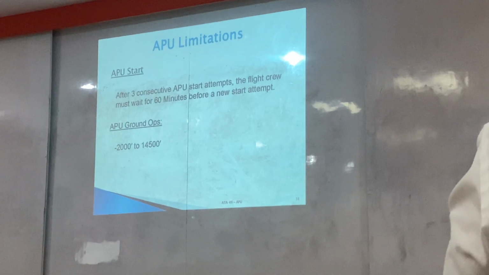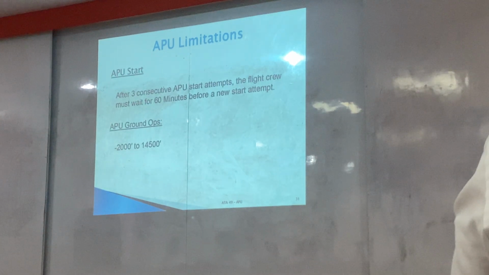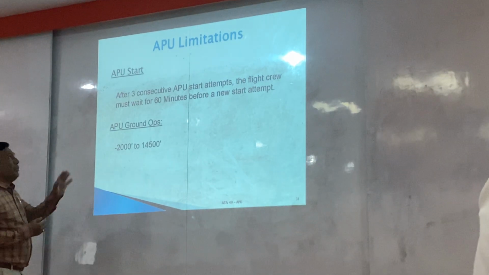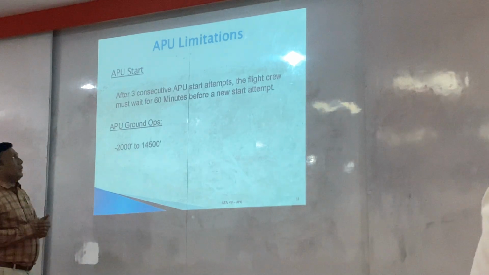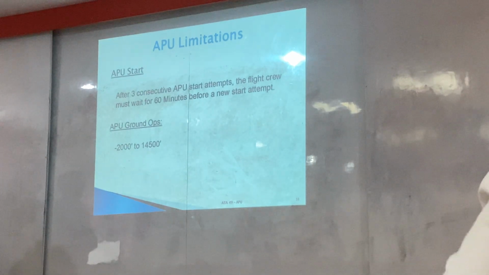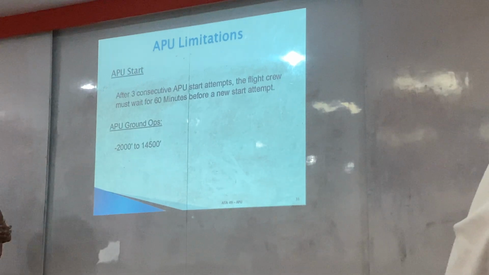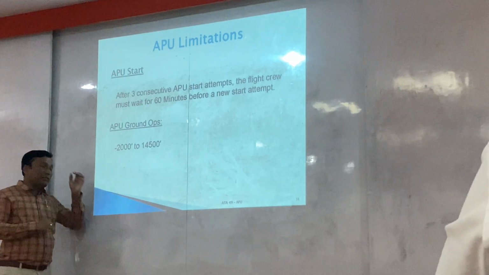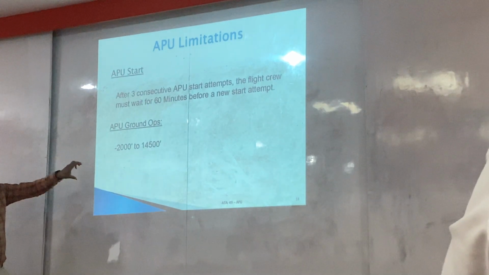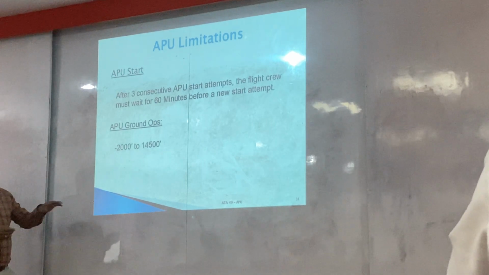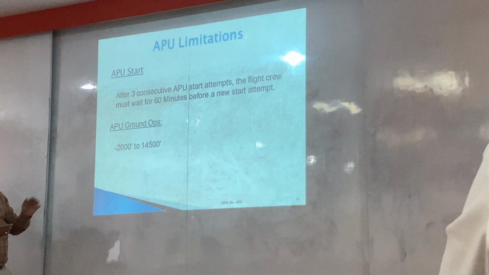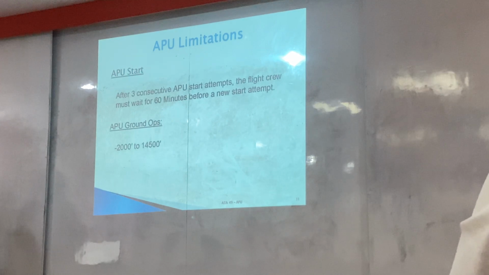APU limitation with respect to APU start. After 3 consecutive APU start attempts, the flight crew must wait for 60 minutes before a new start attempt. APU ground operation is minus 2,000 to 14,500 feet, which we have seen in the operational envelope of the APU. The minimum altitude is minus 2,000 and the maximum is 14,500 feet, where you can have APU ground operation.